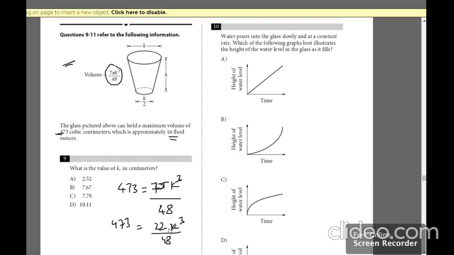Upon multiplying the entire thing by 48/22, we get 48 times 473, which gives us 22704, as we have multiplied with 48 by 22. So this will give us K³. 22 ones are 22, 0, 22 threes are 66, 22 twos are 44. Now the cube root of this, since we need to work out the K value, will approximately give us 10, because 10 cubed is 1000, slightly above 10. So this will be our option 10.11.